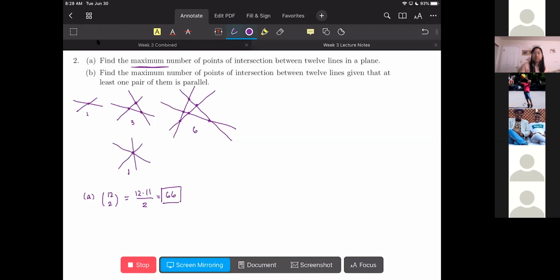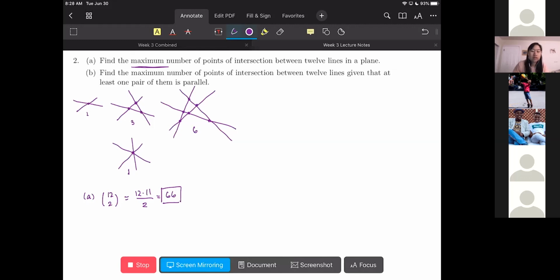So when we're choosing 2, are we saying that we're pairing the lines so that each of them at least crosses once? So if you were to actually take 12 lines and make it so that they each intersect once, this is the number of points?